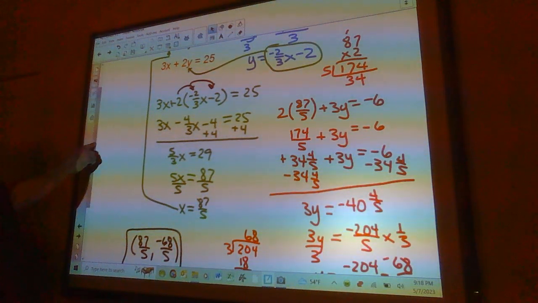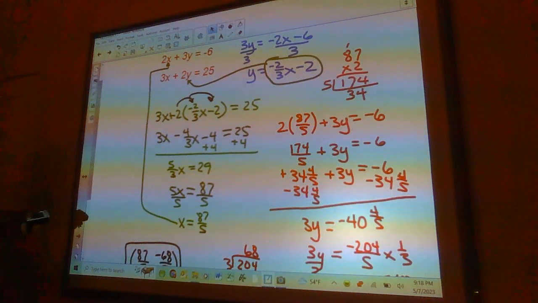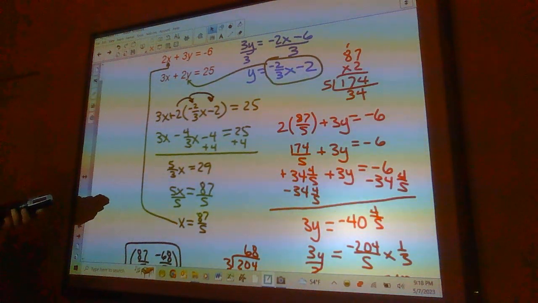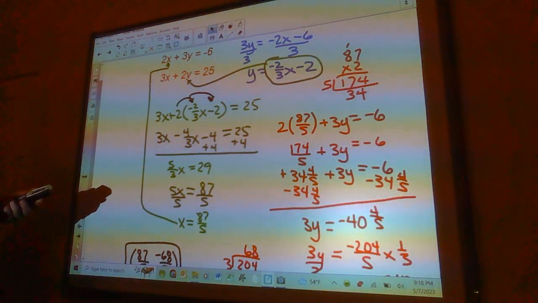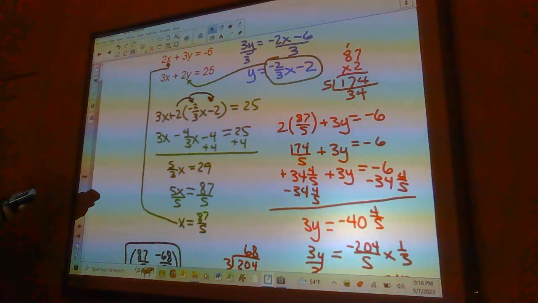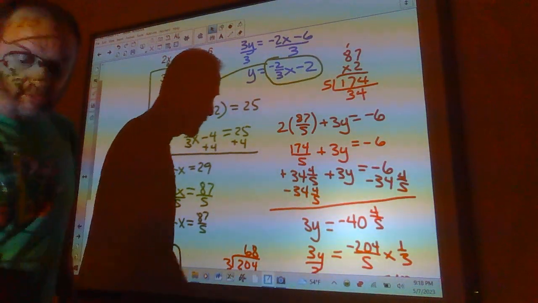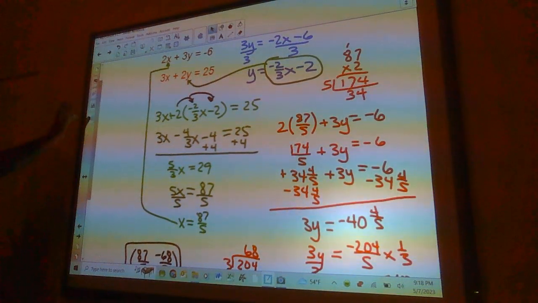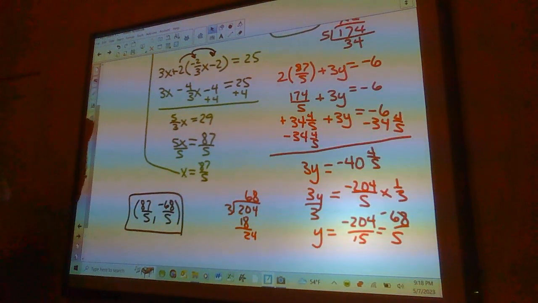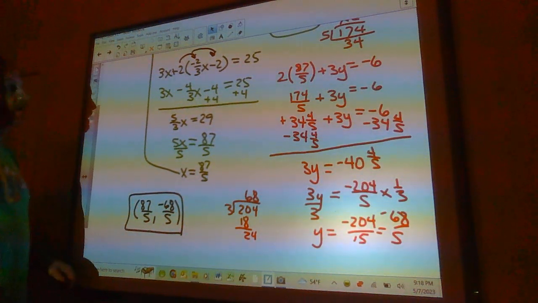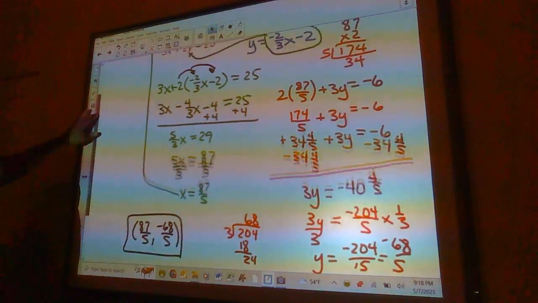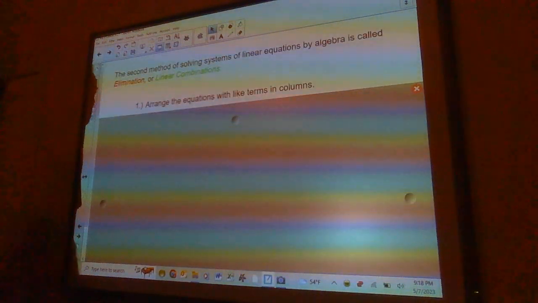How exciting. Okay, now we're going to do the same thing up here. 2 times, in parentheses, 87 fifths plus 3 times -68 fifths, in parentheses, and that's -6. And so that's a big winner right there. Okay, if you can do that one, you can do any one. Okay? Wow. Okay, moving right along.